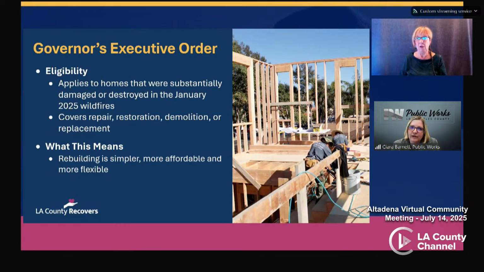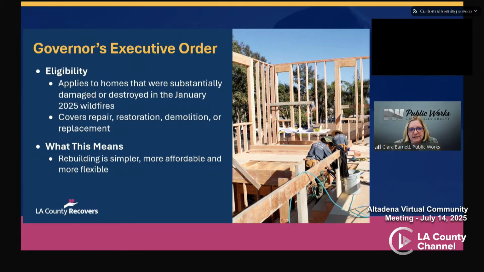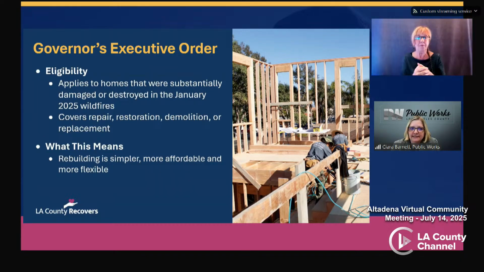So this just clarifies a little bit on the eligibility. Again, this applies to homes that were substantially damaged or destroyed in the January 2025 wildfires. It covers repair, restoration, demolition, or replacement of structures with those code suspensions. So what this means is that rebuilding will be simpler, more affordable, and more flexible.